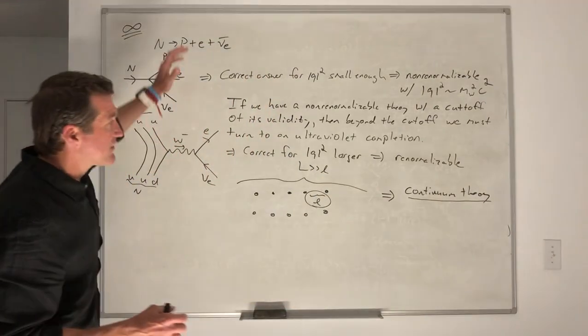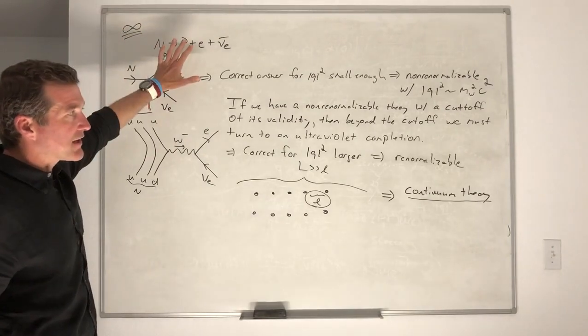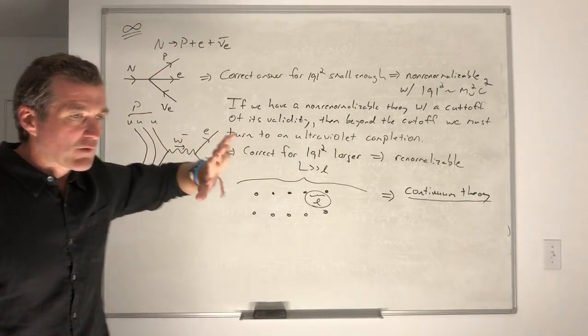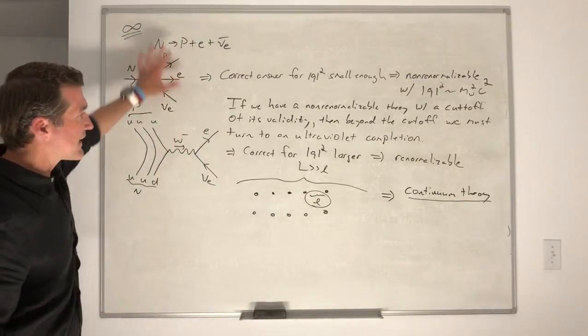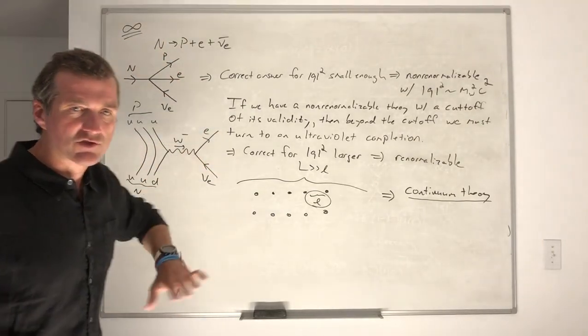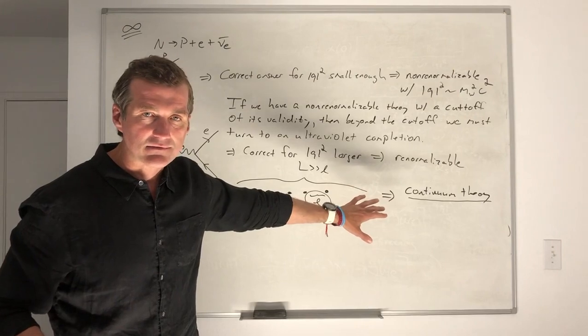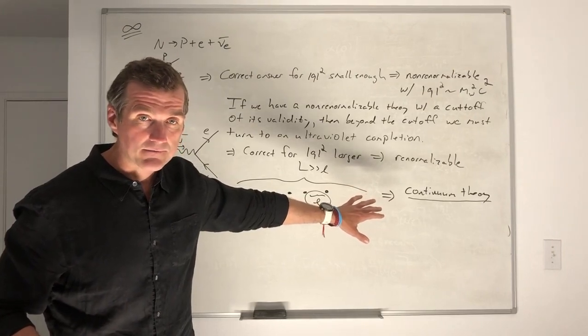So I don't want you to think that renormalization and the replacement of a theory by an approximation is something only relegated to quantum field theory. This is true throughout all of physics. Okay?